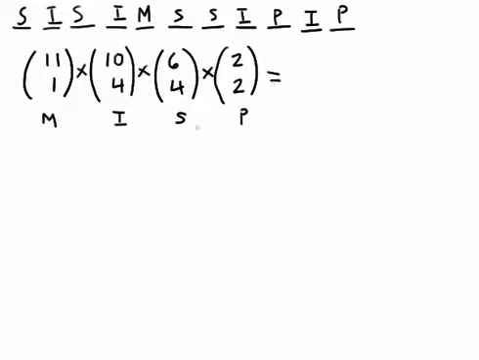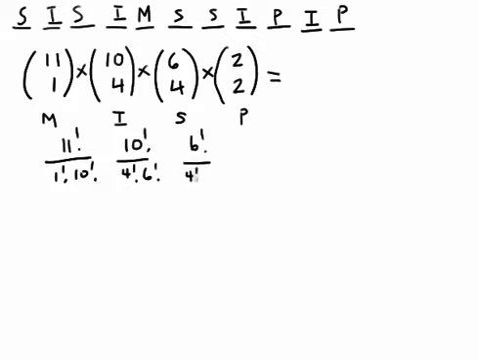Now let's work this out. 11 choose 1 is 11 factorial divided by 1 factorial 10 factorial. 10 choose 4 is 10 factorial over 4 factorial 6 factorial. 6 choose 4 is 6 factorial over 4 factorial 2 factorial. And 2 choose 2 is 2 factorial over 2 factorial 0 factorial.